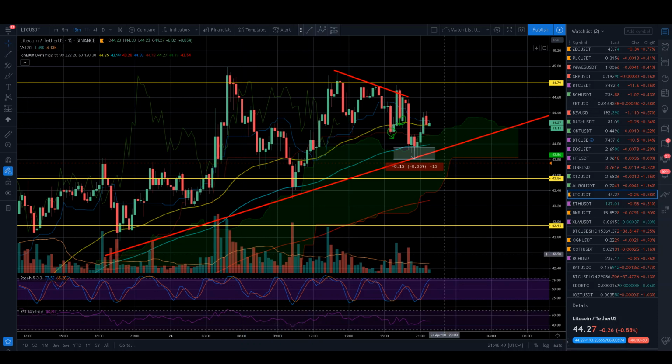The volume is still really low. We get these bigger, more erratic moves when the volume is higher, so it would be nice to get an increase in volume because we can get a bigger, faster, harder pump. But it also means you can get a more explosive sell-off, right? You can get a big dump if you have that additional volume. So we'll see how this plays out, but so far it's looking bullish.